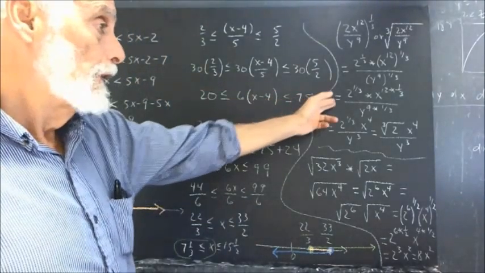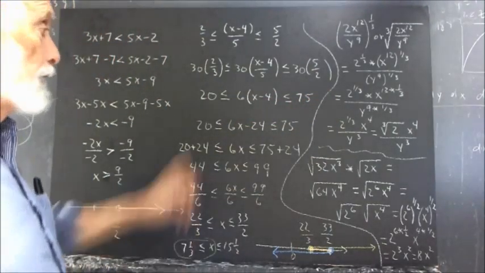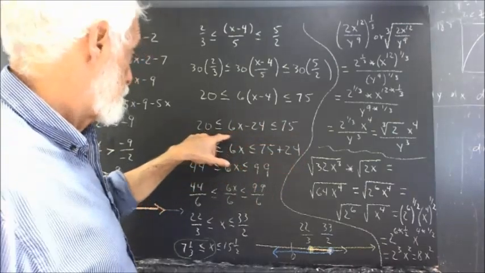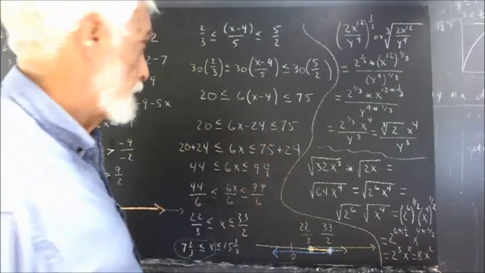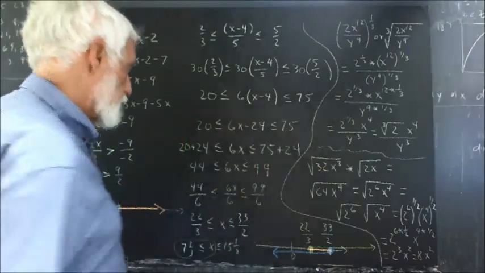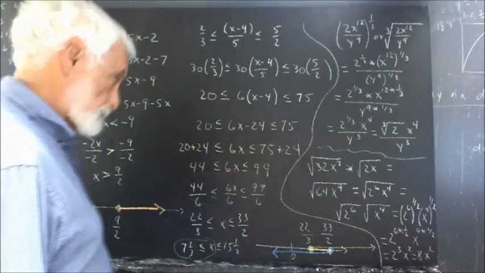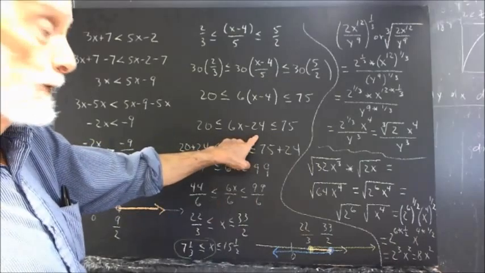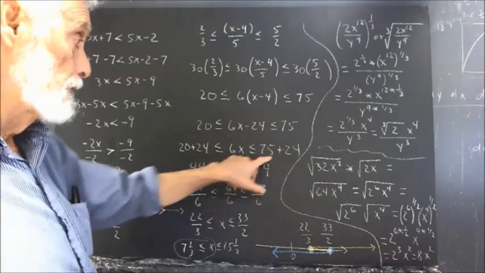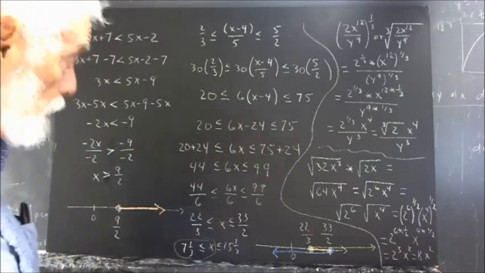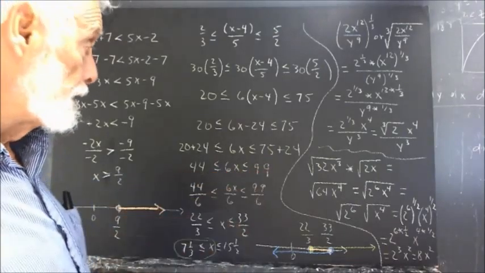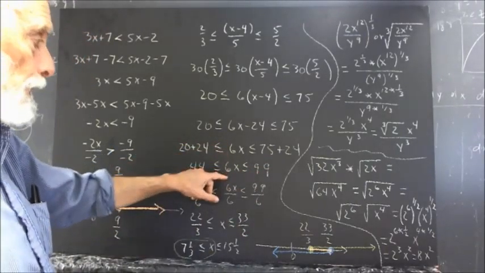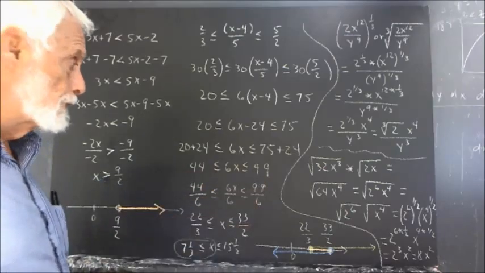So now we have this inequality. We then distribute, getting the 6x minus 24 here. Didn't change either of the numbers here or here. Now that we've distributed, we can add 24 to both sides, giving us 20 plus 24, 75 plus 24. It's going to give us 44 and 99. And that's 6x is going to be sandwiched in between those two.